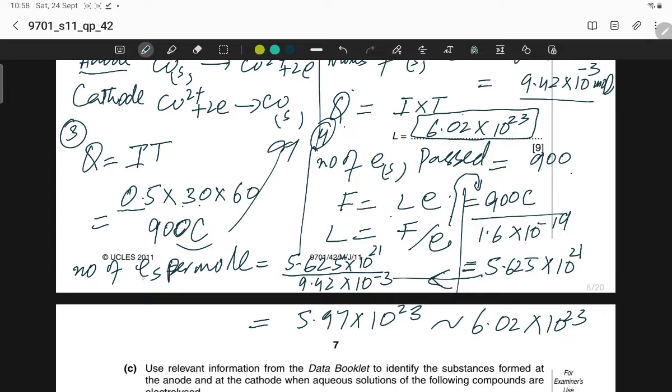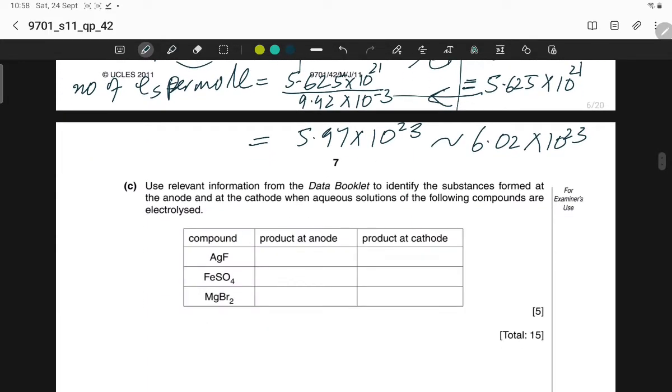Now we know the number of electrons per mole. We have calculated above 9.42 × 10^-3. Now this is equal to 5.625 × 10^21 divided by 9.42 × 10^-3, which is equal to 6.02 × 10^23. Hope you will understand this question.